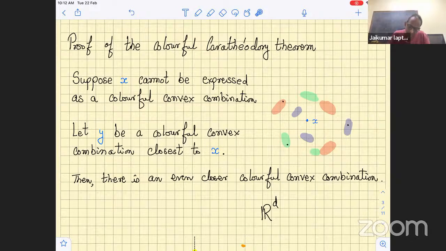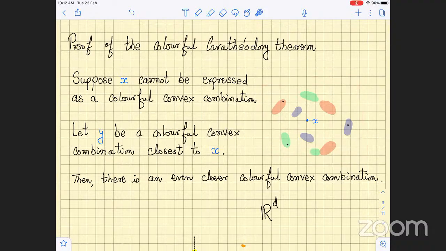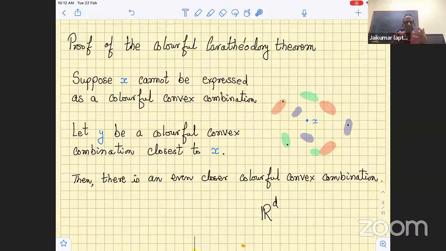Now, the same algorithmic question can be asked in this case. Somebody has given you d+1 green points, d+1 red points, d+1 blue points. And in each case, they have shown you how x can be expressed as a convex combination of points of that same color. Now they ask you to find a colorful convex combination, expressing x as a colorful combination. Is there a polynomial time algorithm which will find which colorful combination produces x? And it is not known.